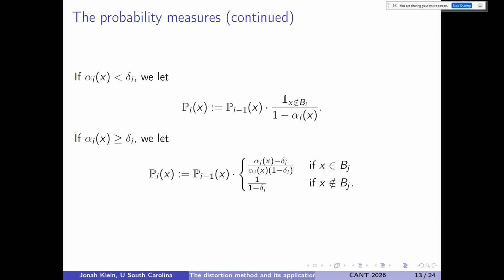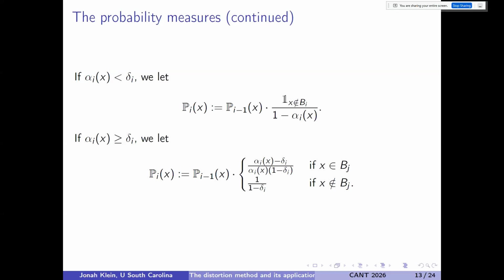Okay. And how we define the probability measure P_i, if alpha_i is less than delta_i, which is our parameter from which we're distorting, we let P_i(x) be P_{i-1}(x) times the indicator function of x not in B_i divided by 1 minus alpha_i(x). In other words, if x is not in B_i, if x doesn't get covered at stage i, we inflate its measure. If x is covered at stage i, we just put the measure to 0. We don't care about that anymore. We're trying to focus on the uncovered set.